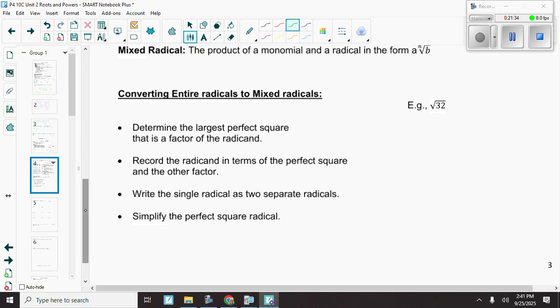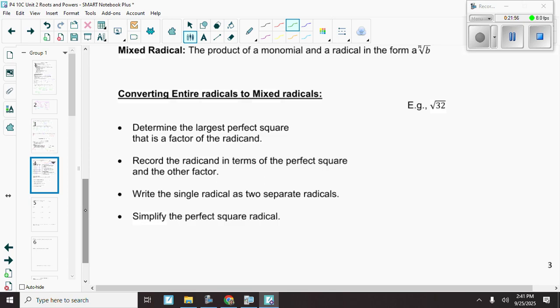So if I gave you the fraction 4 over 8, I would expect you to say, wait a minute, I can divide top and bottom by 4. My answer is actually 1/2. The same thing is going to happen with radicals. So when we see a radical, here's an example: the square root of 32.